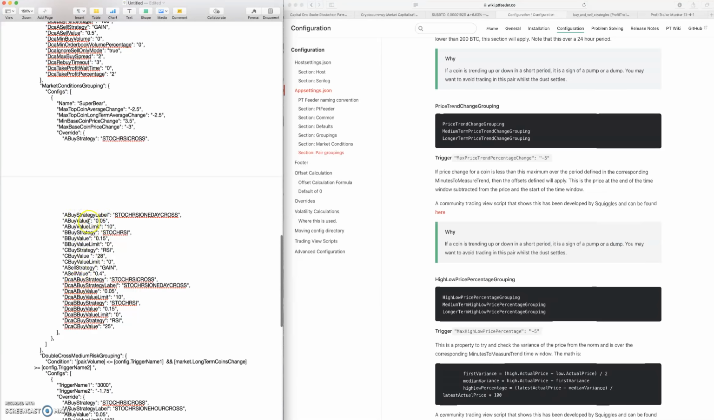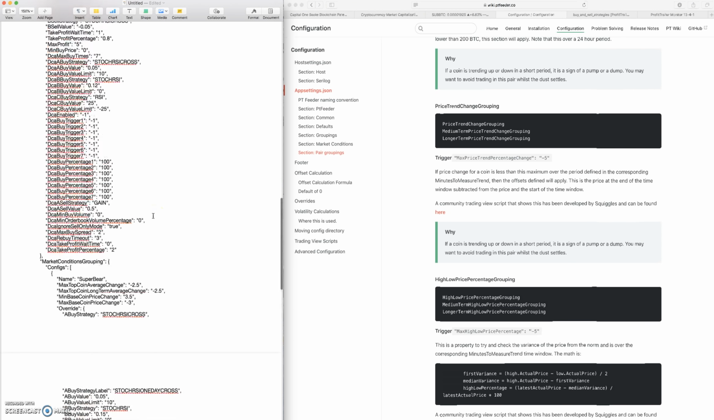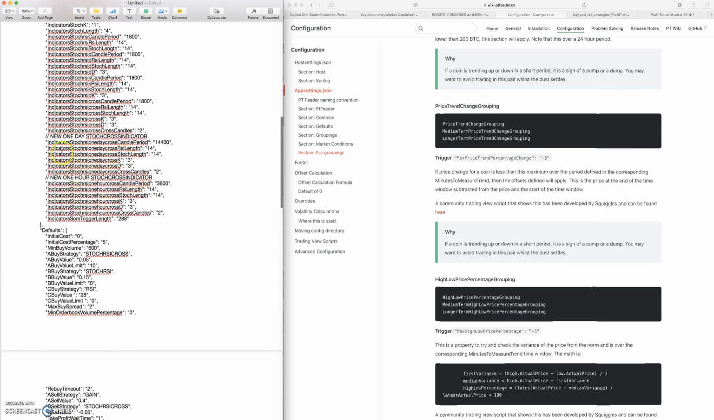So we have here it is. A buy strategy, stochastic RSI cross. What that's doing is it's saying, all right, we're going to use this buying strategy. Now we can give a label here, a buy strategy label, stochastic RSI 1 day cross. So what that's going to do is go up here and look for this indicator, the new 1 day stochastic RSI cross indicator. And that is cool because all you have to do is put 1 day cross in here, and that gives it the label. It gives PTFeeder the label, and it's going to use this 1 day time frame candles, right? Or you can do it for the 1 hour, and et cetera, et cetera.